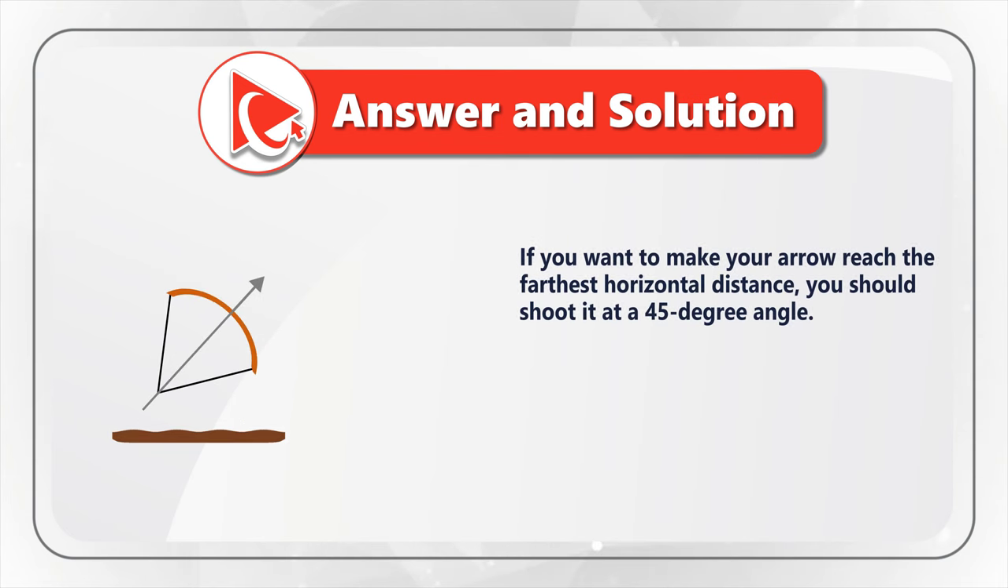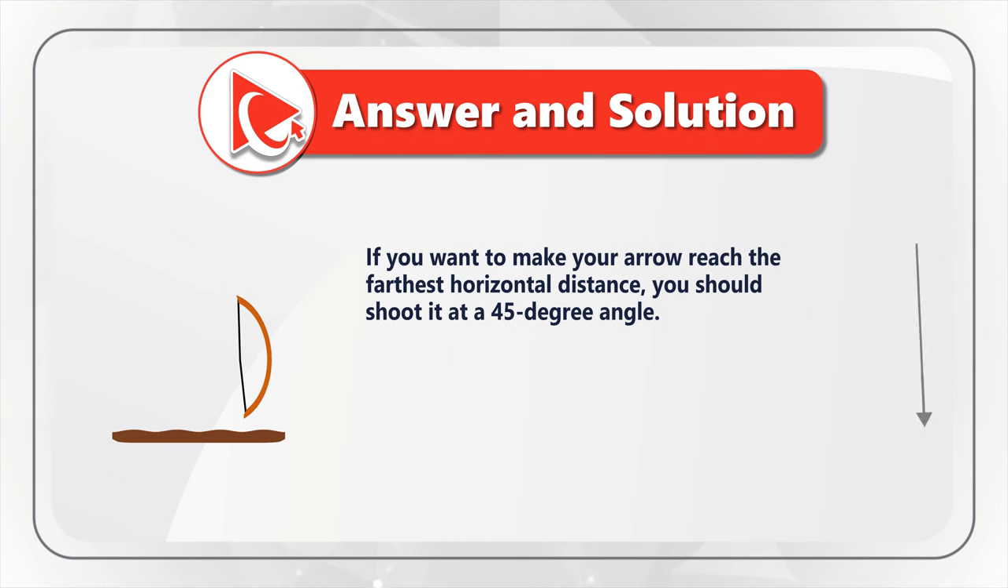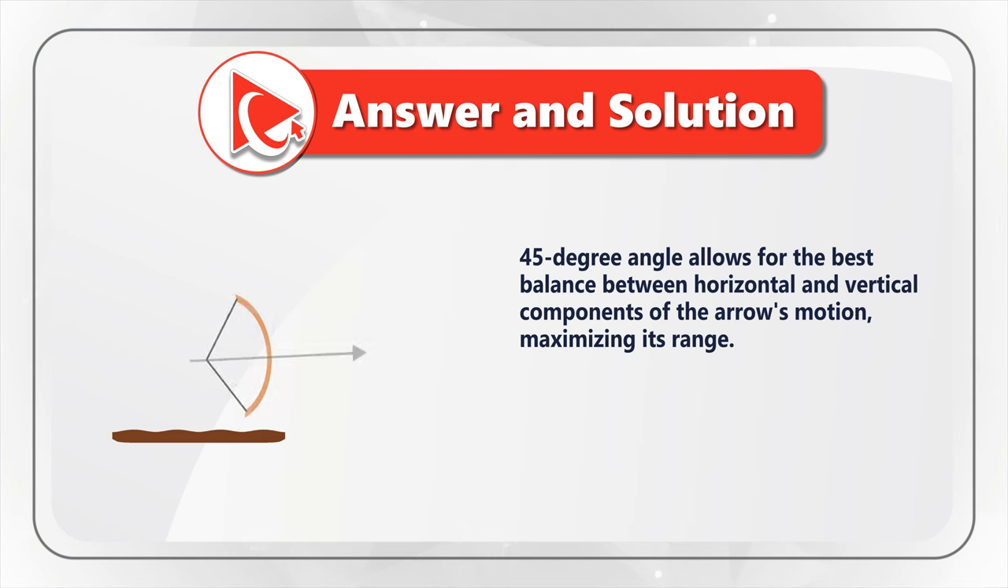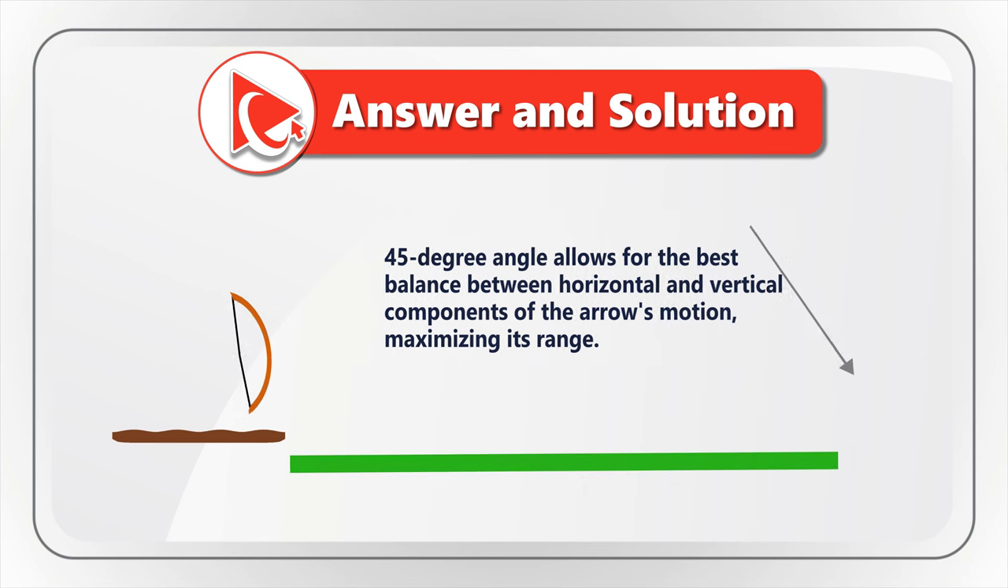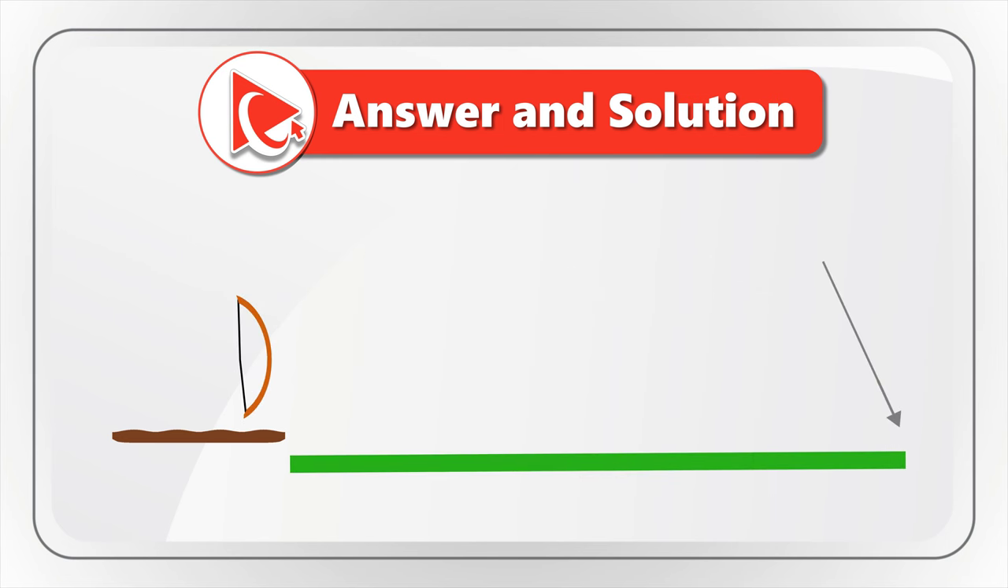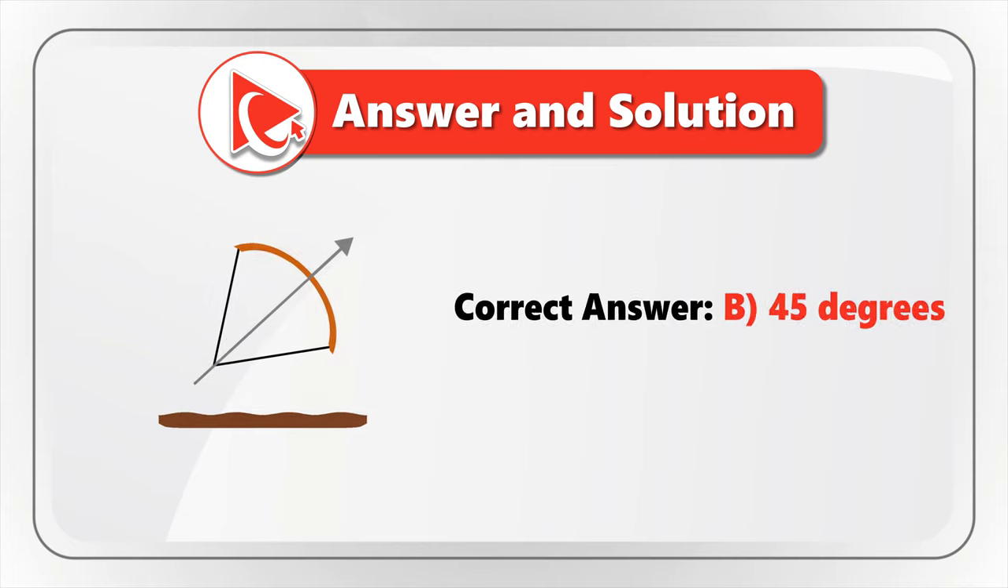If you want to make sure your arrow reaches the farthest horizontal distance, you should shoot it at a 45 degree angle. A 45 degree angle allows for the best balance between horizontal and vertical components of an arrow's motion, maximizing its range. So the correct answer here is choice B, 45 degrees.